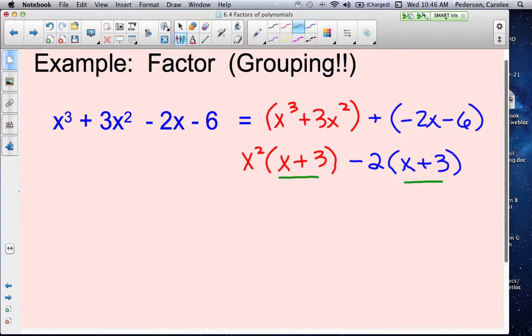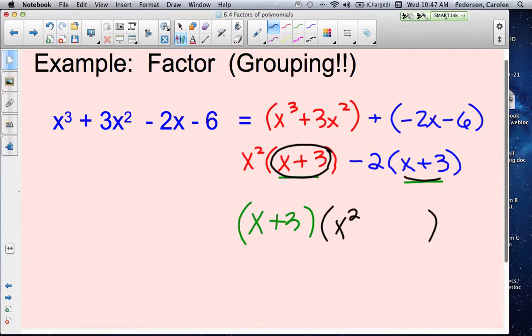So that is your new GCF. So I'm going to pull out the x plus 3's. And now what am I left with? If I pull this x plus 3 out, I'm left with the x squared. If I pull this x plus 3 out, what am I left with? -2. So now it is completely factored.